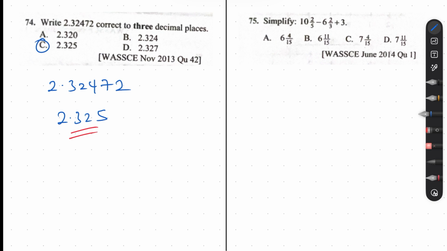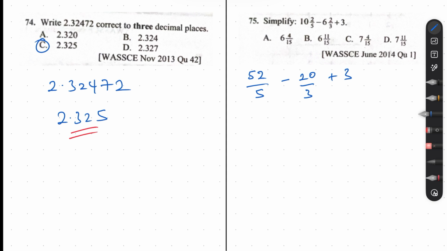Let's move on to question number 75. As usual, just punch it in the calculator, but I'm going to solve it. Okay, cool. Here we have to change this into improper fractions. And how do we do that? We multiply and then we add. Okay, so we're going to have 52 over 5 minus 20 over 3 plus 3. Okay, cool.